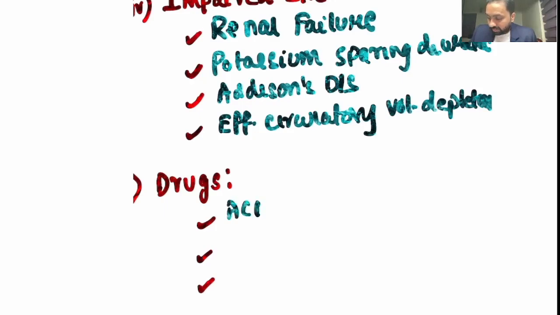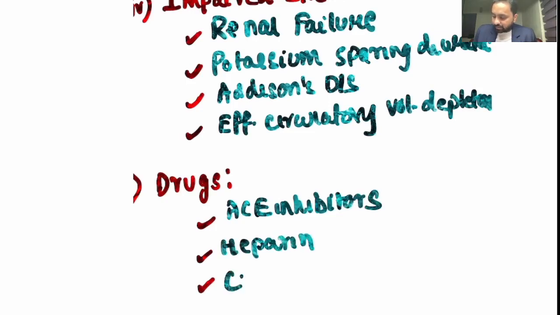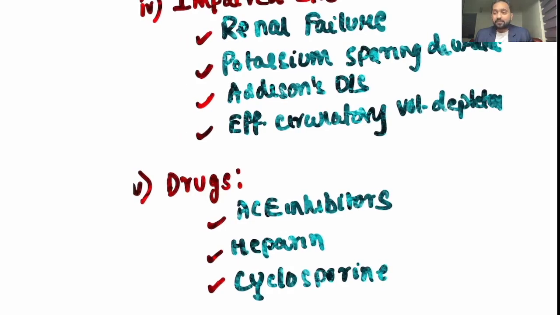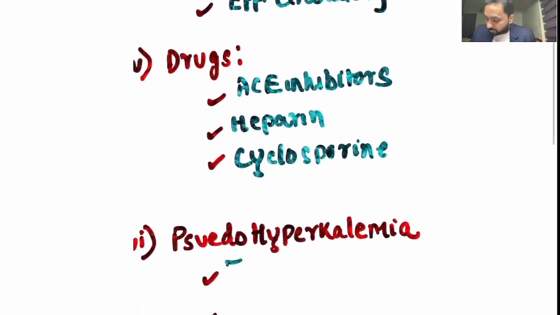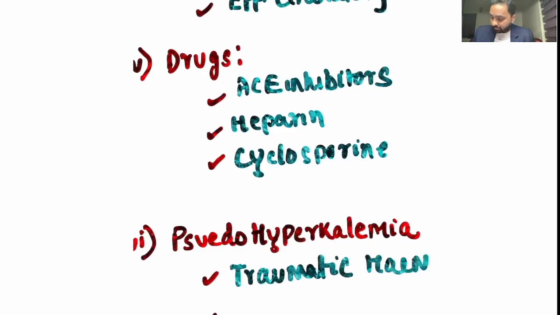It would be ACE inhibitors, which are commonly used antihypertensives. Then heparin and cyclosporin. The list is endless, but let's remember these three important drugs which can cause hyperkalemia. And then there could be a state of pseudohyperkalemia, which occurs usually in traumatic hemolysis, usually when we draw blood.